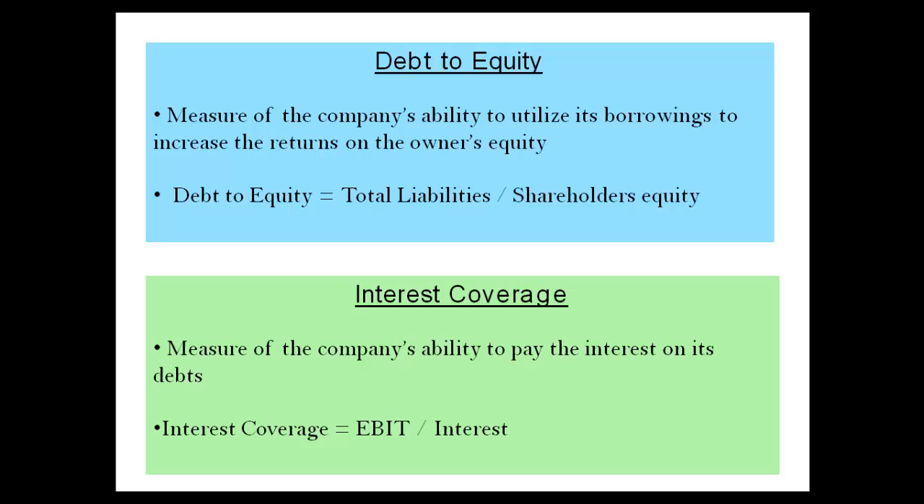Interest coverage. It is a measure of the company's ability to pay the interest on its debts. In other words, this measures a company's margin of safety: how many times over the company can make its interest payments. To calculate interest coverage, divide earnings before interest and taxes by the interest expense.